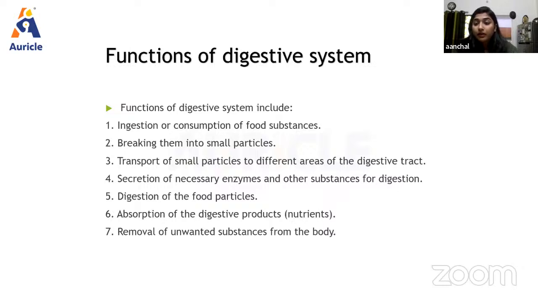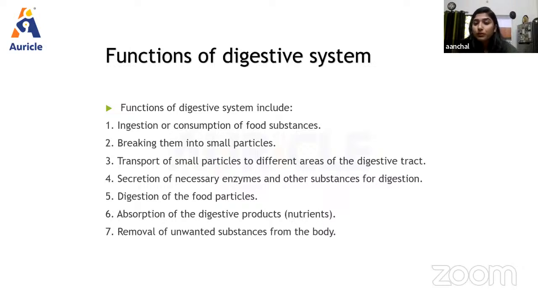After ingestion of food, the food starts moving from mouth to esophagus, then esophagus to stomach, stomach to intestine. Then there is secretion of necessary enzymes and other substances for digestion. What are the different types of secretions that occur in GIT, we're going to learn in each chapter. For example, in the mouth there is a very important secretion, that is saliva, in which we have two important enzymes. The one is salivary amylase and the second is lingual lipase.